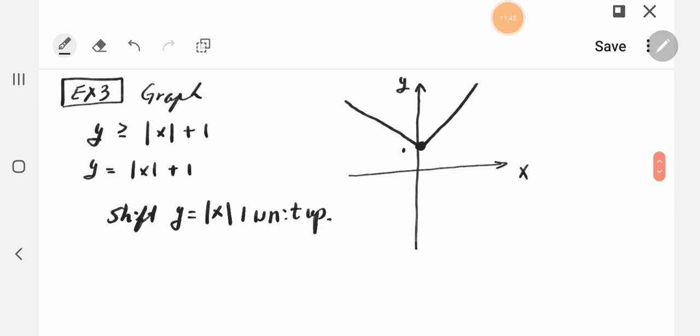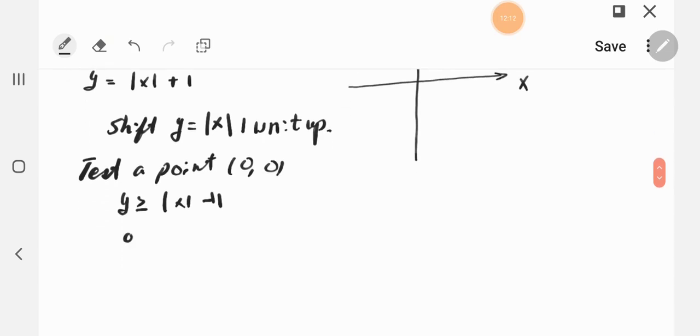And then since this is an inequality, we will select the area either above or below the line. So let's test a point. The best one is 0, 0. And always the point should not be on the line. It should be outside the line. So let's try 0, 0. Then from this inequality, plug in 0, 0. So 0 is greater than or equal to 0 plus 1. This means 0 is greater than or equal to 1.